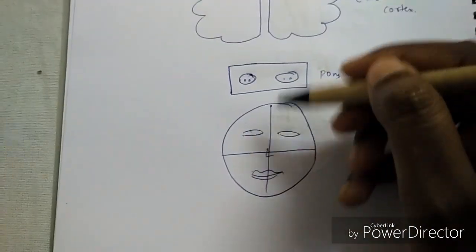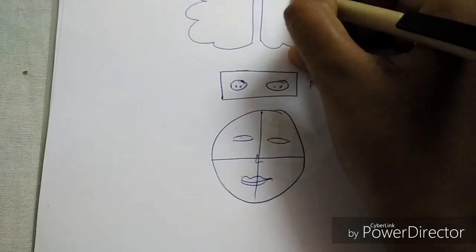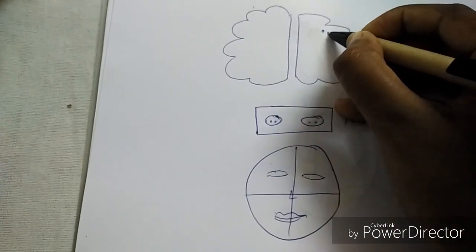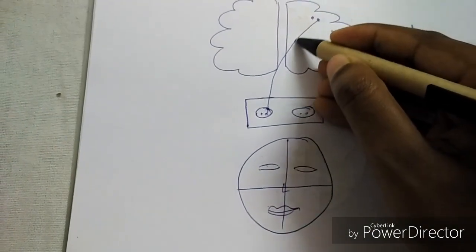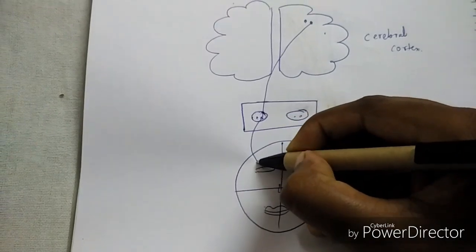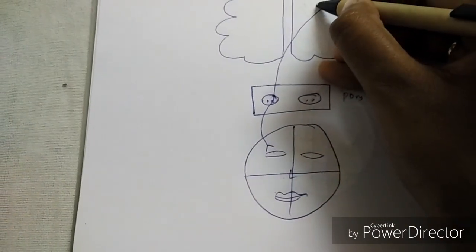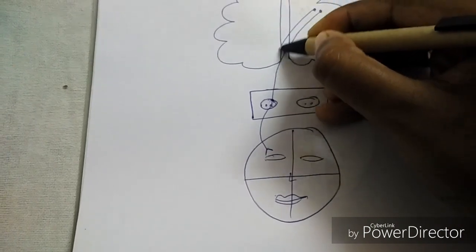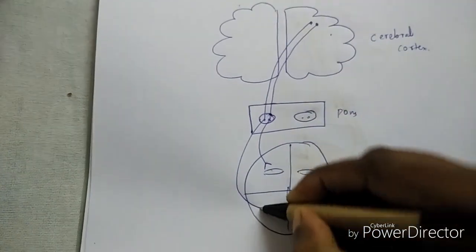To supply this half of face, the fibers have to come from this cerebral cortex. So the fibers are coming now. There is a facial nerve nuclei, so these are the upper motor nerves. Then it goes and supplies the upper half of face. Now this set of fibers supply the lower half of face.